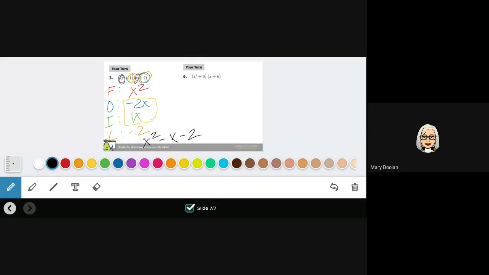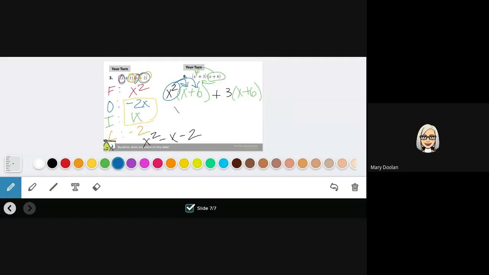If you want to use the distributive property, I can show you that with this one. So basically, you're going to take this entire thing and you're going to multiply it with that, and then you're going to multiply it with that. And so we end up with x squared times x plus 6 plus 3 times x plus 6. So this is a different method of getting the same answer. And then from here, you're going to distribute in.